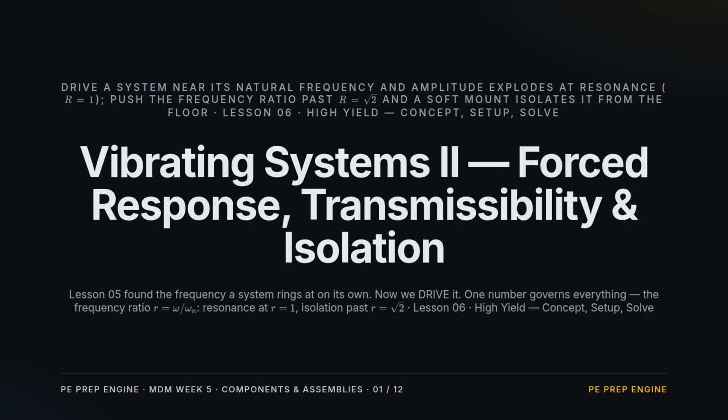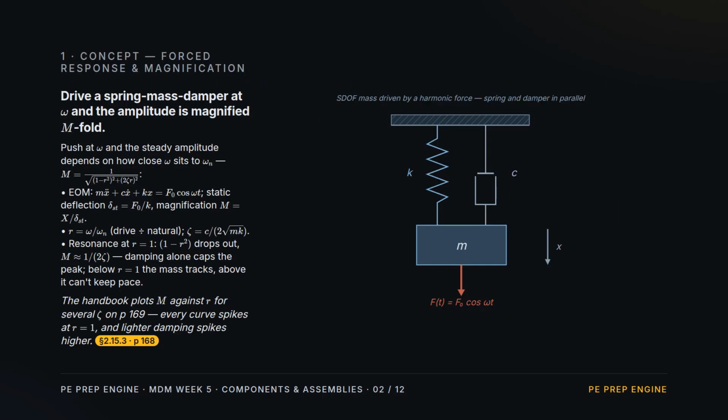We build the magnification factor, the phase, transmissibility, rotating unbalance, and the vibration absorber, then size an isolator, 2 ways. Concept 1. Forced response. Drive a spring mass damper with a harmonic force, and it answers at the drive frequency, with an amplitude set by the magnification factor, 1 over the root of a denominator built from the frequency ratio and the damping. At resonance, R equals 1, the first term vanishes, and the magnification collapses to 1 over 2 zeta. So only damping caps the peak.